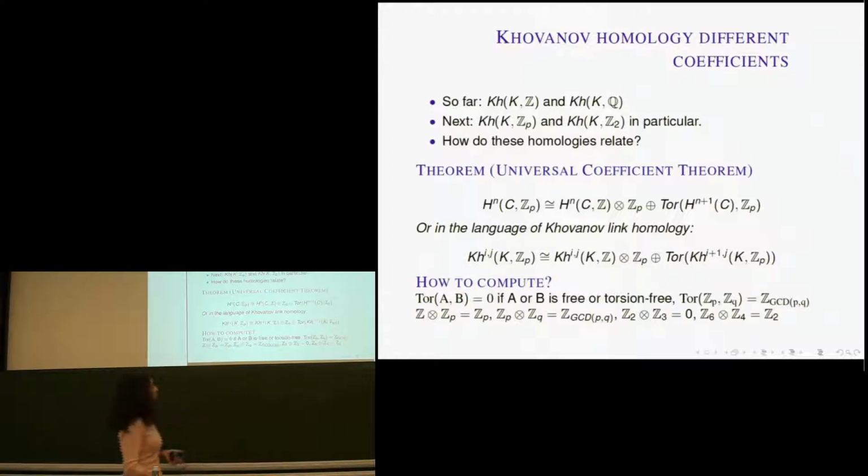Okay. So one thing that I want to point out now is that Khovanov homology is a homology theory, right? So theoretically, we should be able to do everything that we can do with standard singular or simplicial homology. And in particular, what that means is that we can compute it with different coefficients.